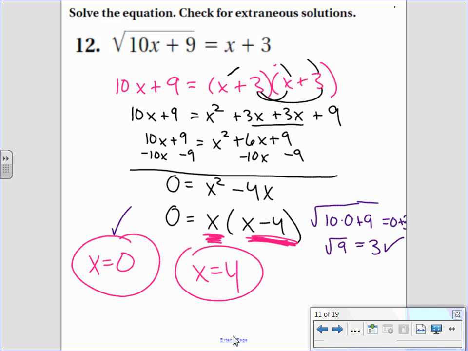Let's try the 4. Is the square root of 10 times 4 plus 9 going to equal 4 plus 3? So it looks like it's the square root of 49 equaling 7. So yeah, that works. So that was shocking. Sometimes if you get two answers, one's extraneous, one is not. But in this case, they both work. Great.